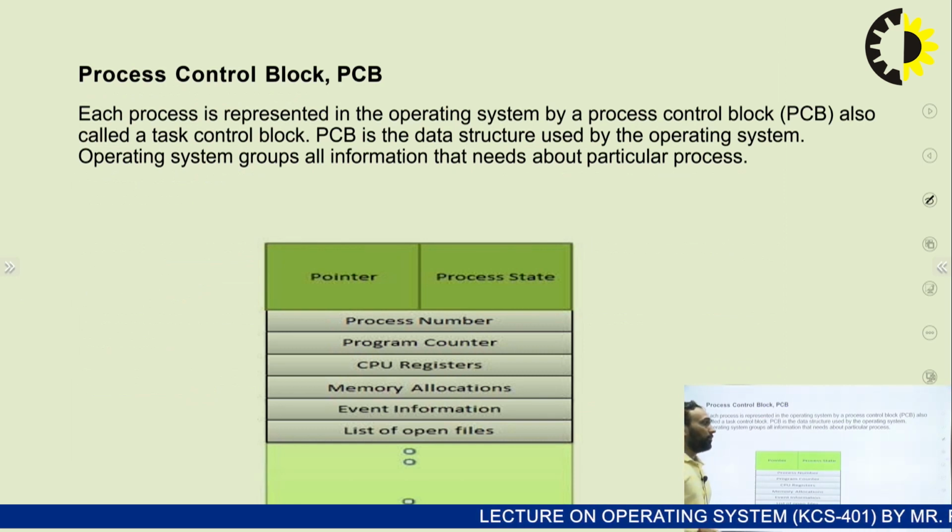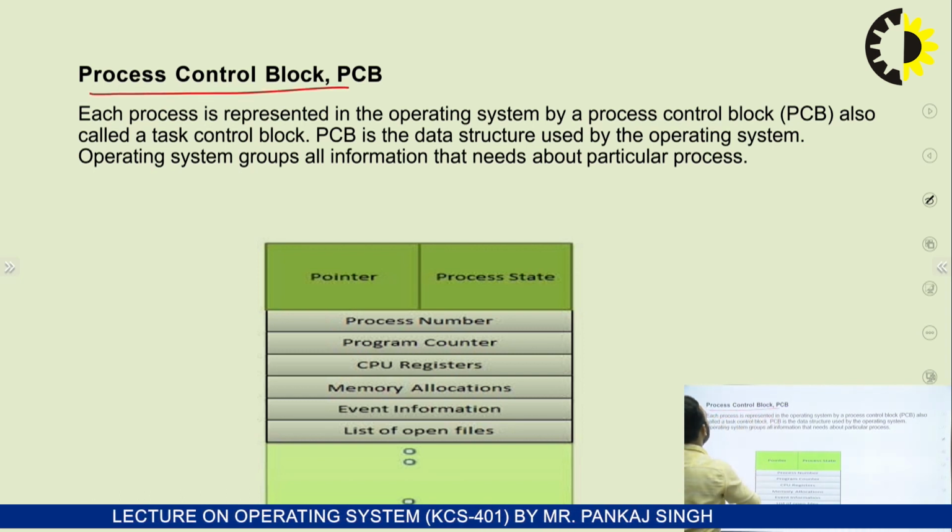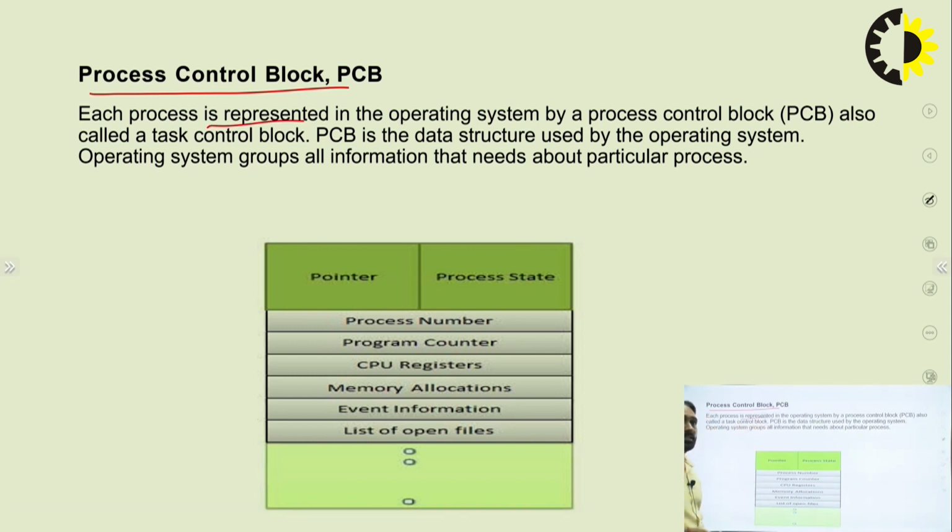All these details of a process are managed and controlled by the PCB. What is PCB? Process control block. I am going to give a brief introduction about the definition of PCB. Each process is represented in the operating system by the process control block, PCB, also called a task control block. It operates all the operations regarding a process, and it contains its details in a uniform manner.